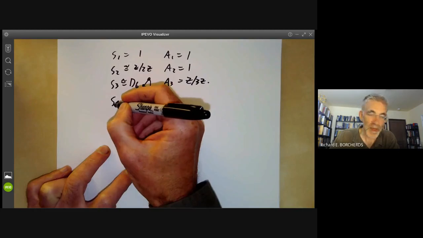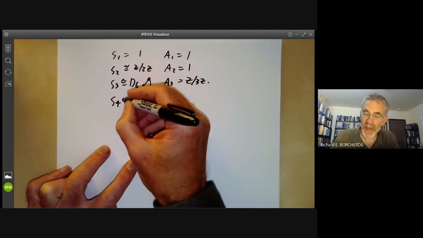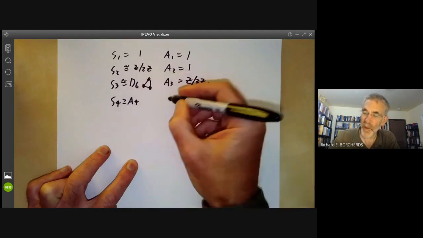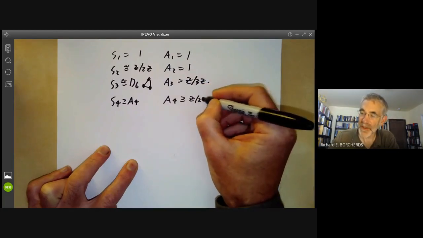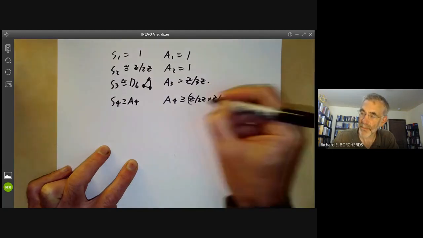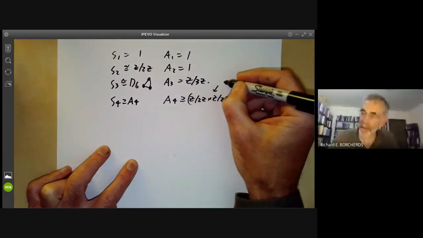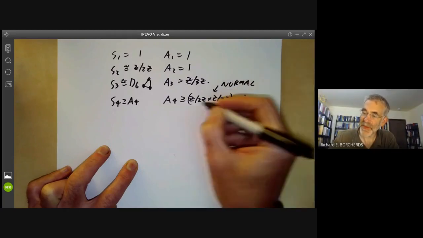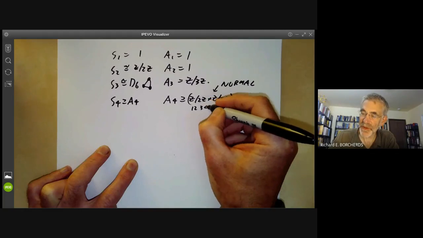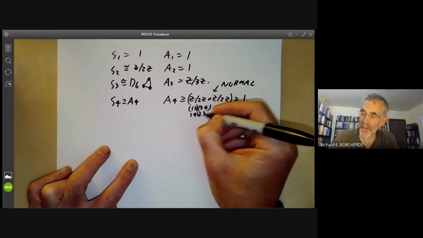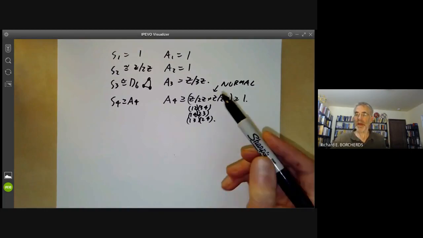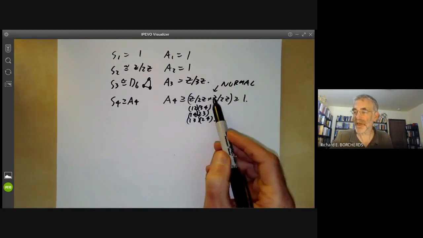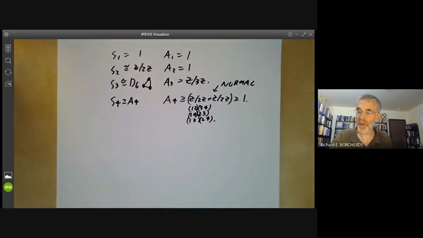S4 is a bit unusual. It contains the alternating group A4, but the alternating group A4 has an extra normal subgroup, Z over 2Z times Z over 2Z. So this is normal. You remember this group here is generated by the permutations (1 2)(3 4), (1 4)(2 3), and (1 3)(2 4). And this is the only case in which an alternating group has a normal subgroup other than the trivial subgroup and the whole group. So the alternating group is A4.